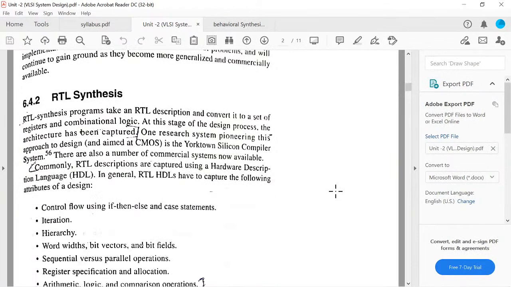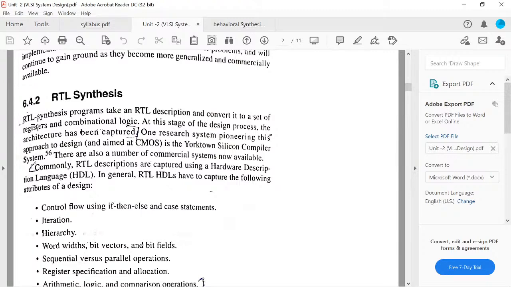Okay. Now the second type of synthesis process is RTL synthesis. Now, what is the meaning of RTL synthesis? RTL synthesis is very easy to understand. An RTL synthesis program takes an RTL description. Now, what is the meaning of RTL? RTL stands for register transistor logic. Okay.